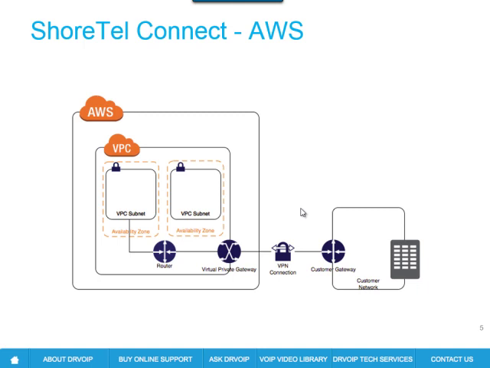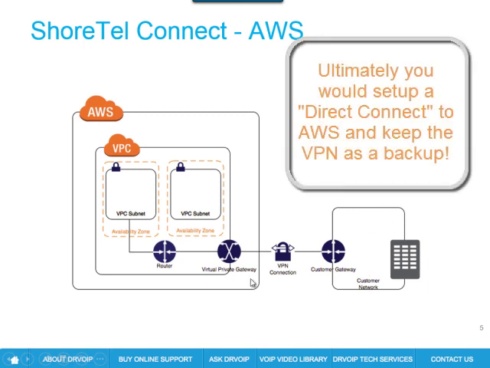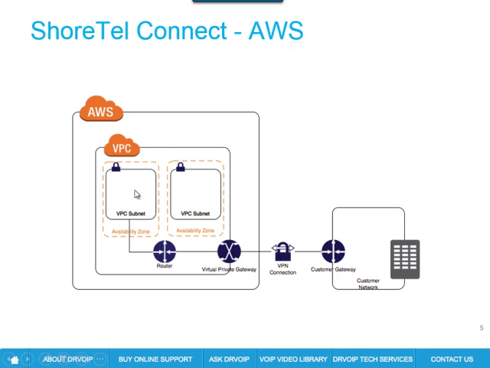In this first example, we're going to show you the ShoreGear switch at the customer location. So out here will be ShoreGear switches and phones linked over VPN through the virtual private gateway into the Amazon cloud, where our headquarters and ECC servers will be connected. So let's log into AWS and I'll show you what that looks like.